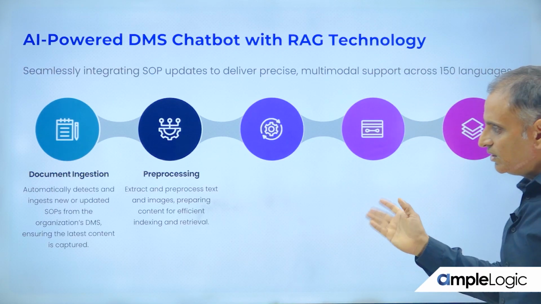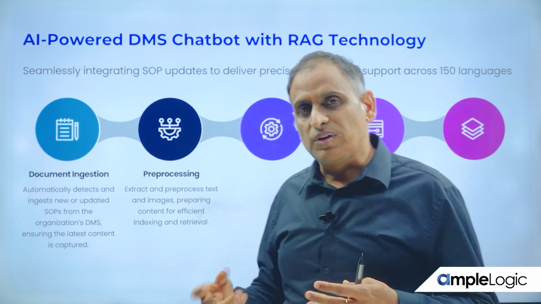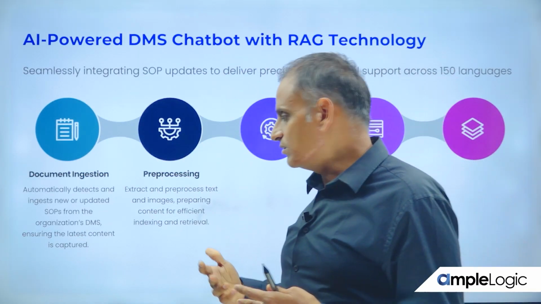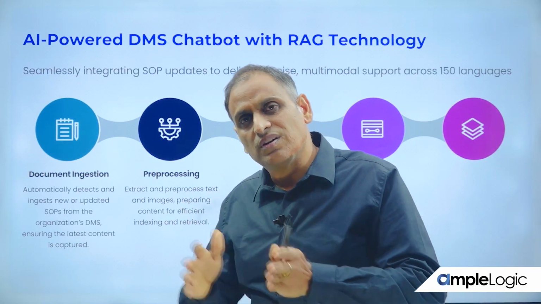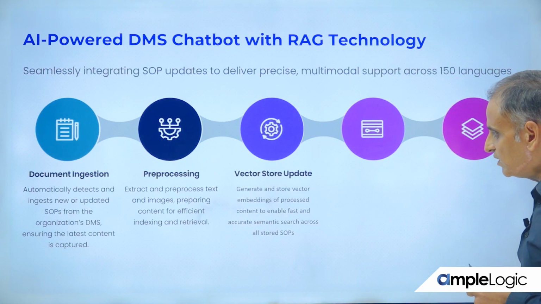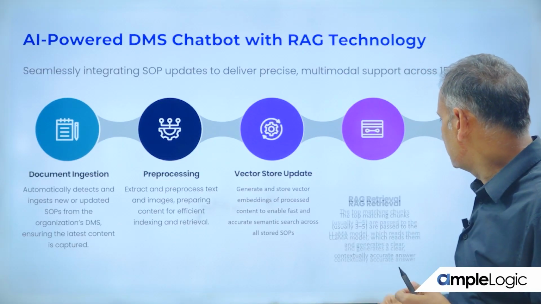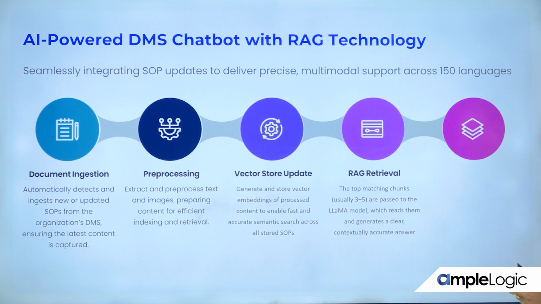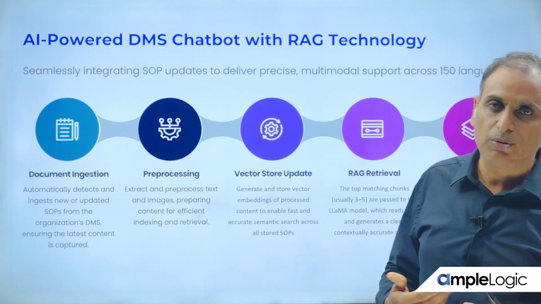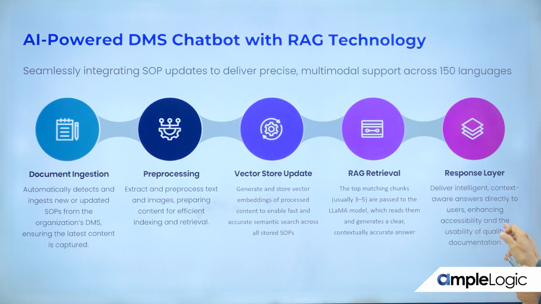Pre-processing of text and images. It takes text and images separately, right? Because sometimes we have some queries written on them. So the text is handled differently, and the image is maintained as a separate query. Then we store this information into vectors. After that, RAG retrieval: the top matching chunks, usually 3 to 5, are passed to the Llama model. Here we are using a Llama model for the retrieval of this particular data.